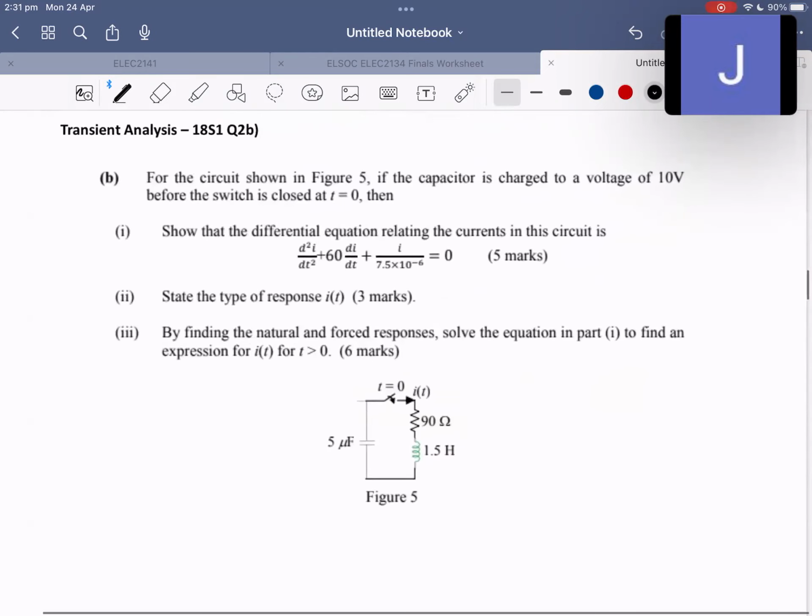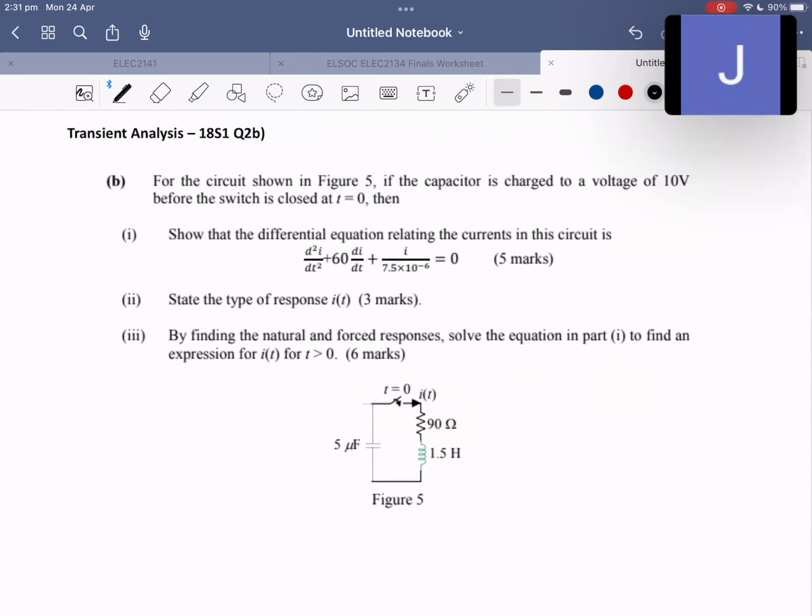Okay, let's do some transient analysis questions. So this is from 2018 semester 1. It's a relatively simple question, but I did have a look at it, and I don't think it's worded very nicely, which I think may be a reason why people are having trouble with this question. So I'll read the question.